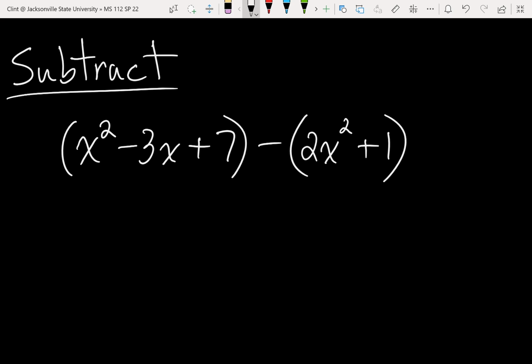And that is that this is telling us to subtract the whole second expression. So we've got to subtract the 2x squared and we've got to subtract the 1. The way we typically think about that is that we have a minus sign out front of that second one, so we want to apply that minus sign, or distribute that minus sign, to everything in that second expression.